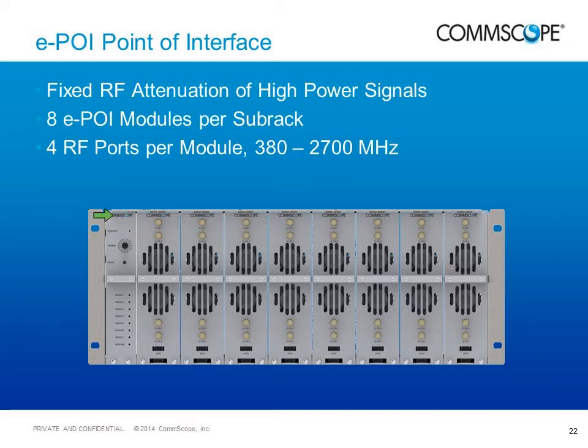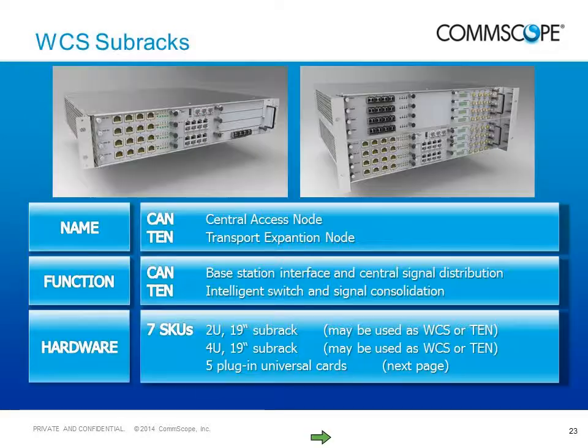The WCS subracks, or wireless communication switch subracks, can either be configured as a CAN, that's a central access node, or a TEN, which is a transport expansion node. This would be a CAN where the RF signals are coming from the base station, received at the RF donor card, and then we manage the distribution of those signals to the UAPs or to the TENs and to their UAPs in software domain. Any subrack can be configured as a CAN or a TEN. This is a software selection on the GUI.